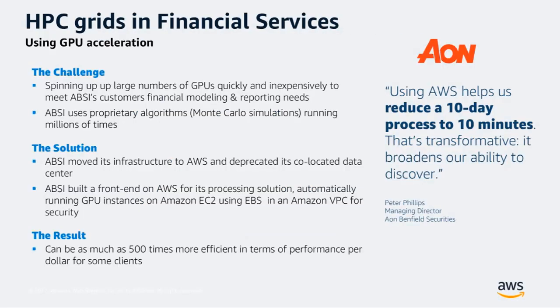Aon Benfield Securities uses a proprietary Monte Carlo simulation running millions of times. In the process of moving its infrastructure over to AWS, ABSI was able to deprecate its co-located data center. For their architecture, they built a process to automatically launch GPU instances with EBS volumes, which provides the front-end system to their processing solution. The result is that they were able to reduce a 10-day process down to 10 minutes and created a process that can be as much as 500 times more efficient in terms of performance per dollar.